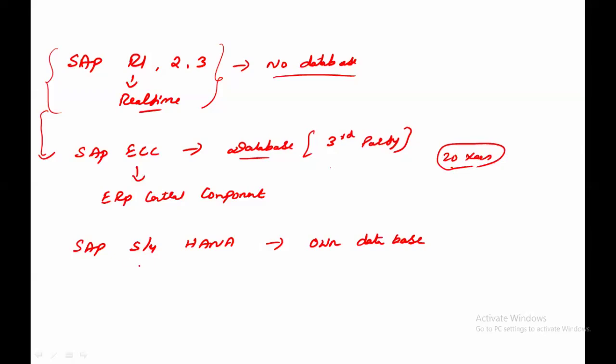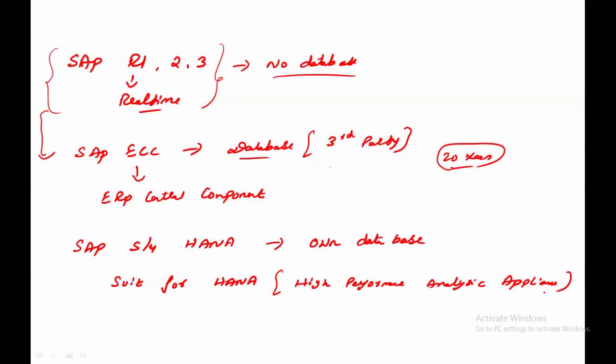The full form of SAP S4 HANA is SAP Suite for HANA. They named their database HANA. The full form of HANA is High Performance Analytic Appliance. So these are the versions of SAP.